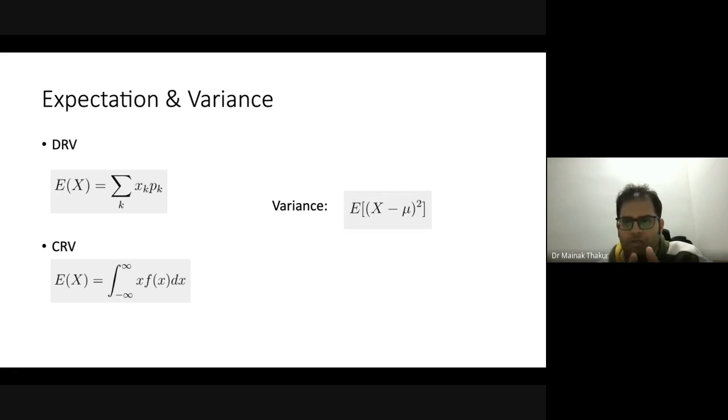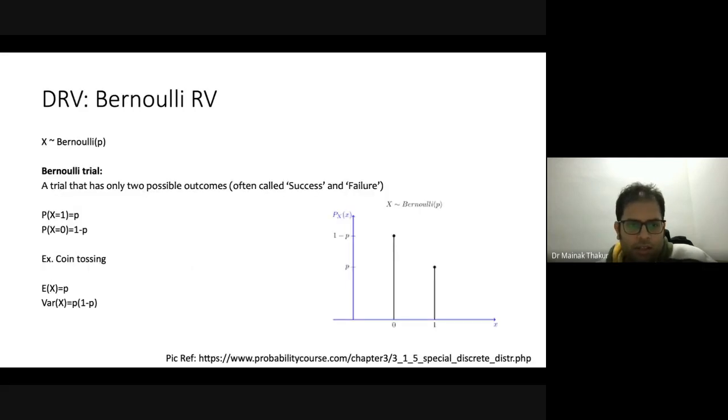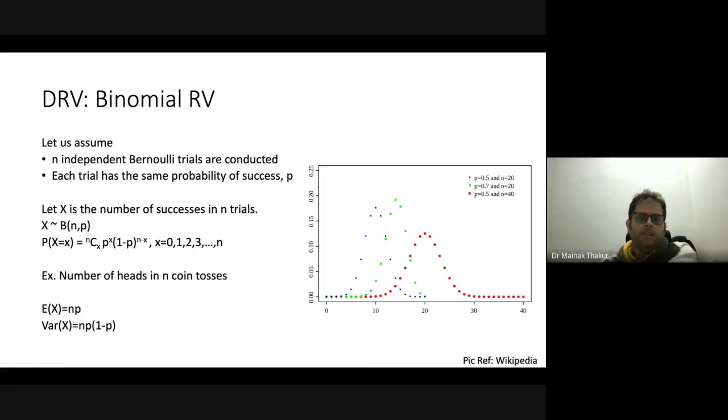It gives the dispersion, how the distribution is dispersed. We'll see in the normal distribution case that if it is not too dispersed, your variance will be smaller. If it is dispersed, variance will be larger. Okay, let's see now. The variance of a Bernoulli trial can also be found as P into 1 minus P. Binomial distribution is the next one.